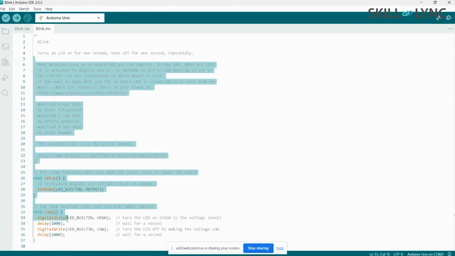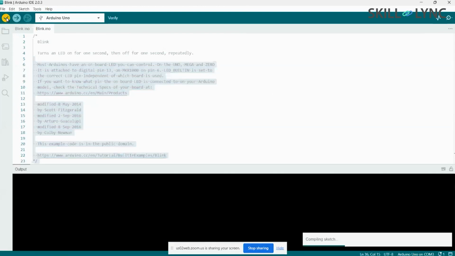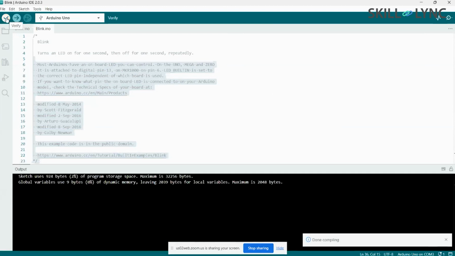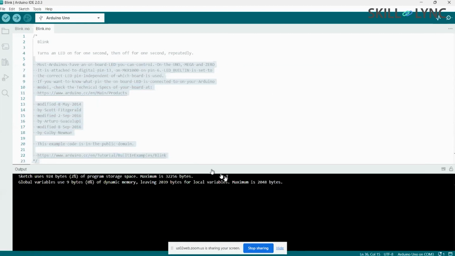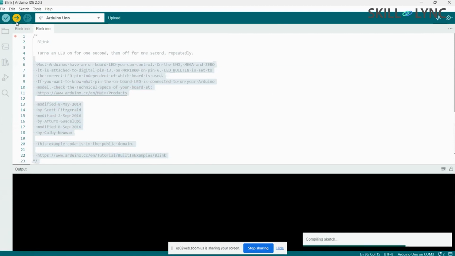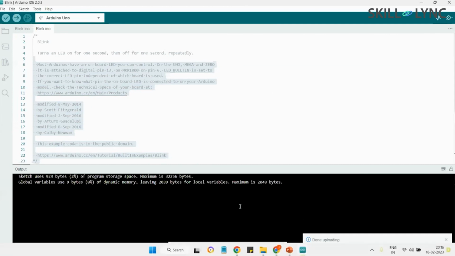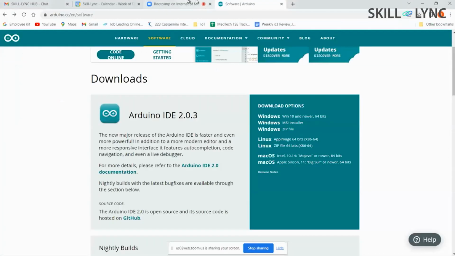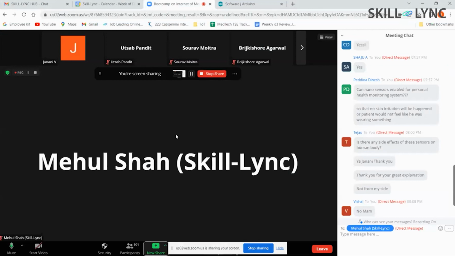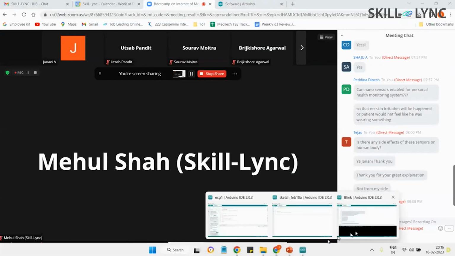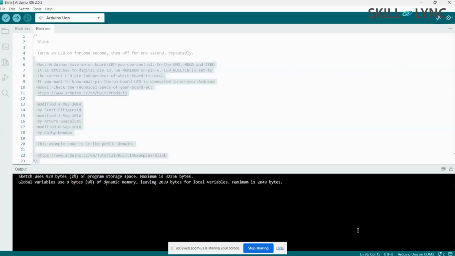So it is a blink program. Once you complete the code, you have to click on verify. You are verifying that you have compiled the code without any syntax errors. If it is verified, this message will be there, or otherwise it will be in red color. After verifying, you have to upload the code to the board. Now, if you could see, in my Arduino board, the LED is blinking.